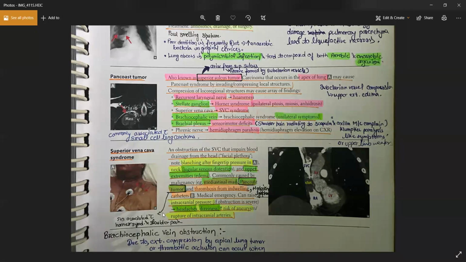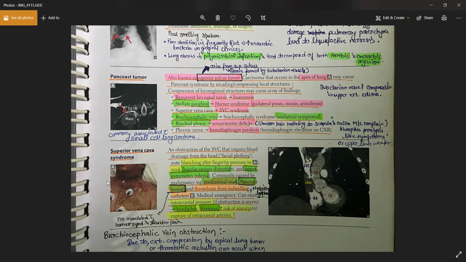Now, sometimes instead of compressing the superior vena cava, these mediastinal masses and other tumors can compress only the brachiocephalic vein. If you have compression of the brachiocephalic vein only, then the symptoms must be unilateral, not bilateral. So if unilateral symptoms are present, think about the brachiocephalic vein. Both the head and neck and the upper limb will be involved completely on one side.